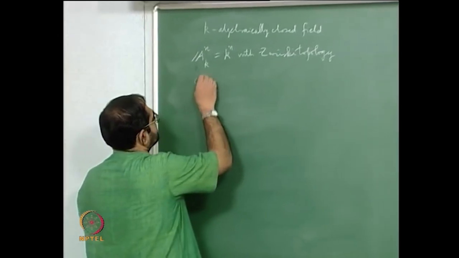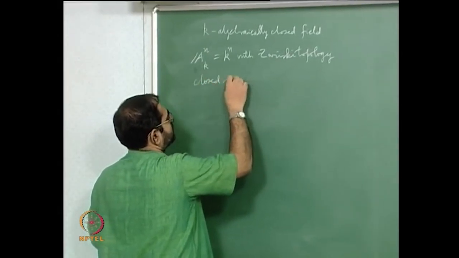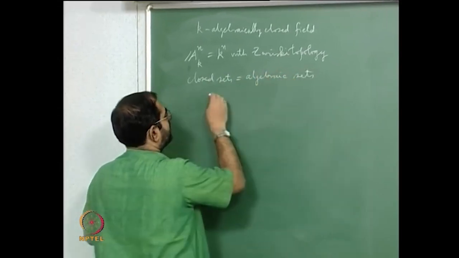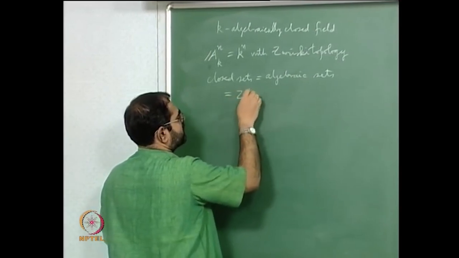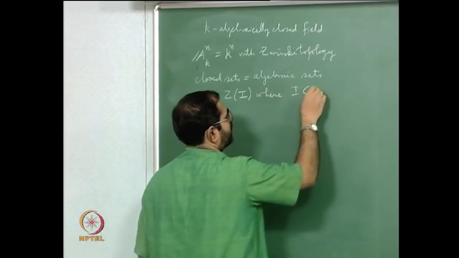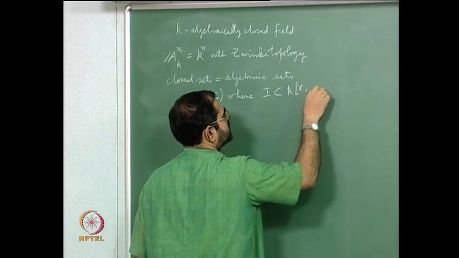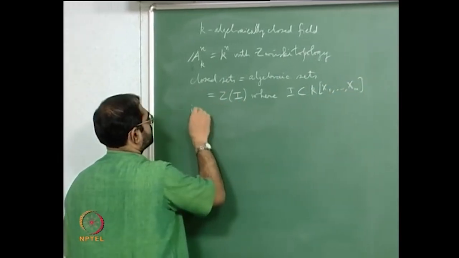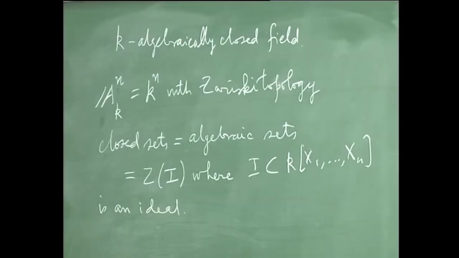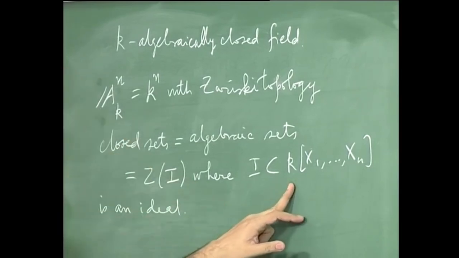So, closed sets are also called algebraic sets, and they are just of the form Z of I, where I inside the polynomial ring in n variables over k is an ideal. So, this is a Zariski topology. And then we have seen that there is already a dictionary between the closed subsets of An and the ideals of the polynomial ring.